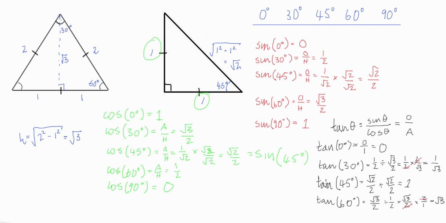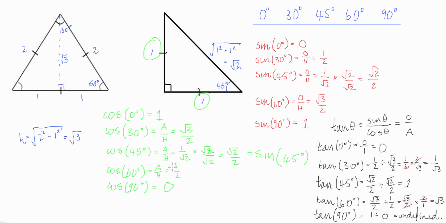And finally, we've got tan of 90 degrees is equal to sine of 90, 1, divided by the cosine of 90, which is 0. And anything divided by 0, it's either infinity, or in this case, we write undefined.